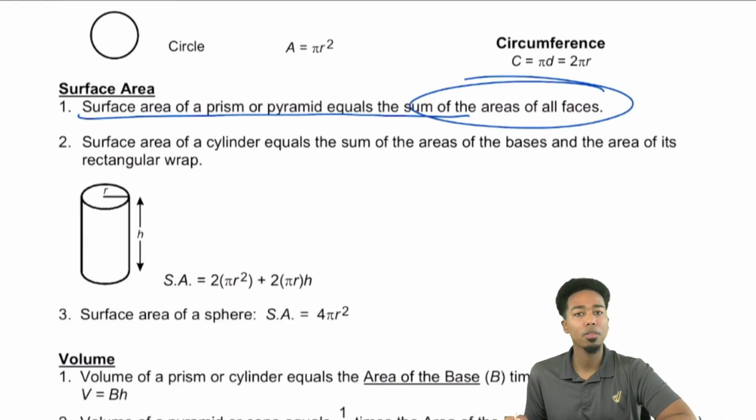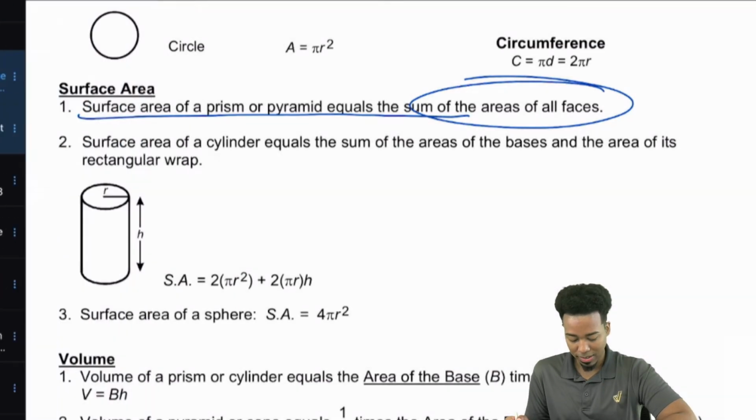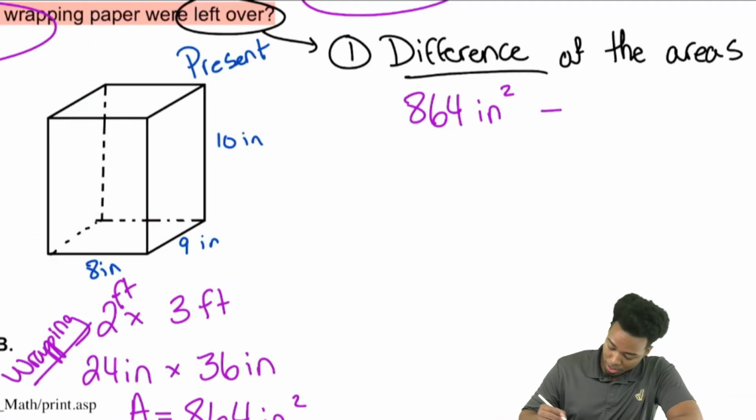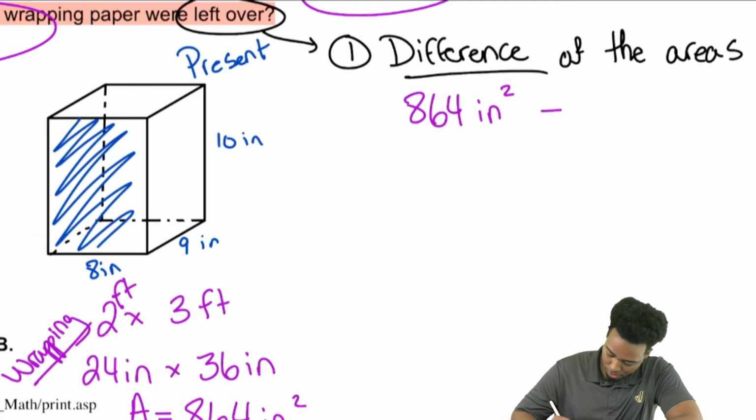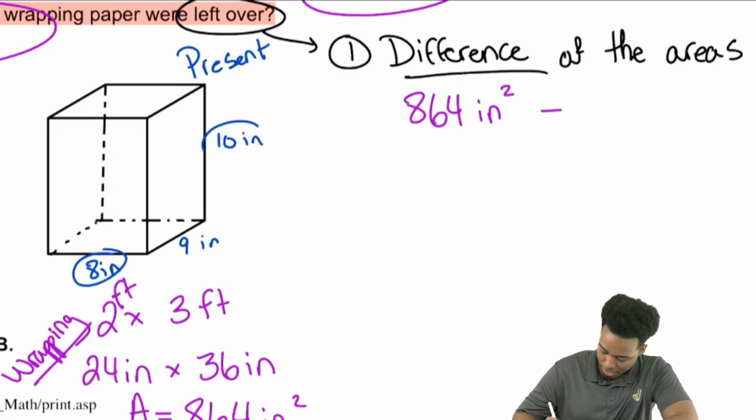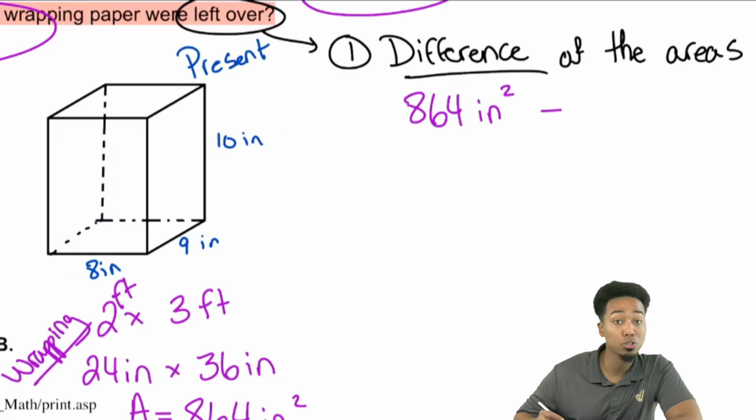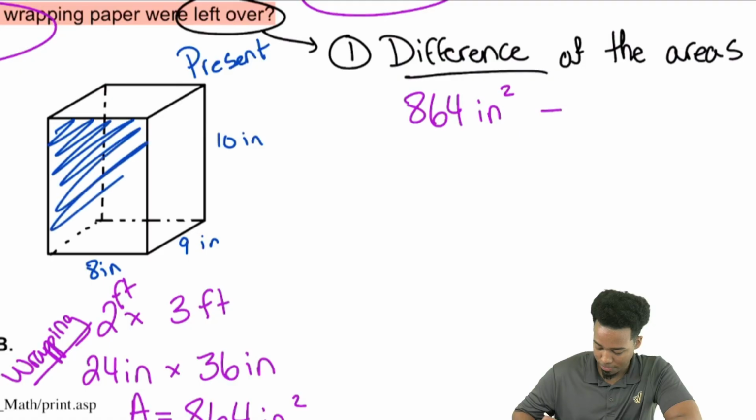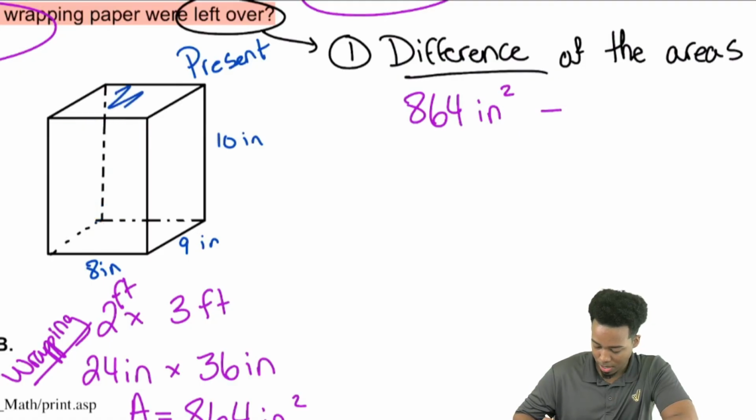Find the area of all the faces added together. That's exactly what I'll do. So the area of the front face, that's going to be 8 by 10. And remember that there are 2 of those. There's one here at the front, and there's another right there at the back.